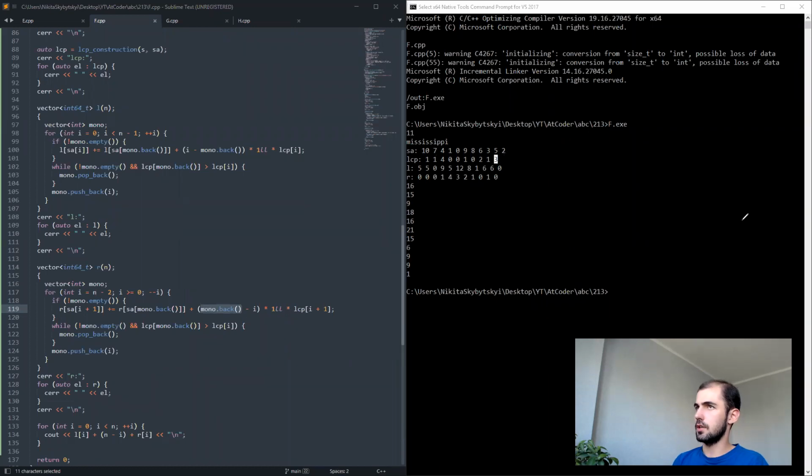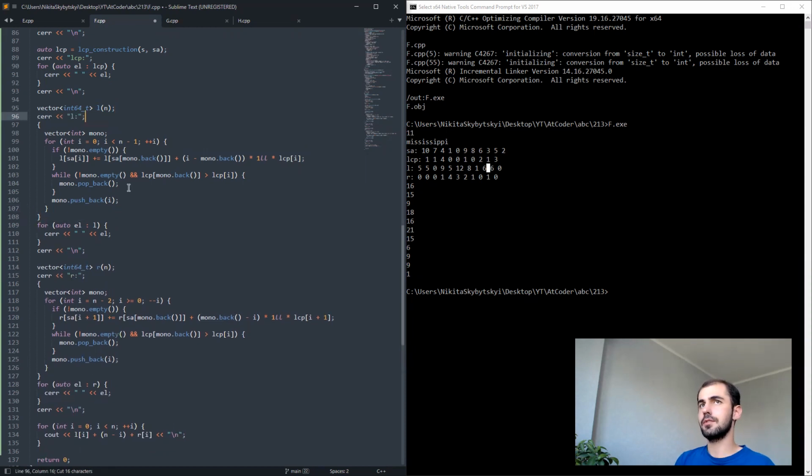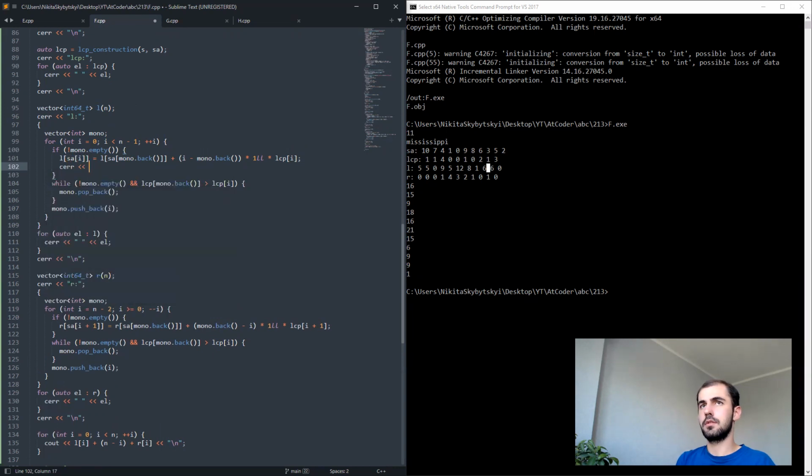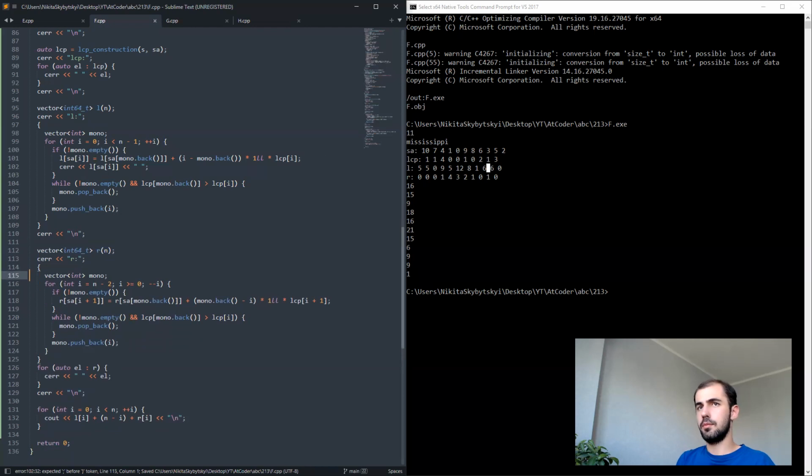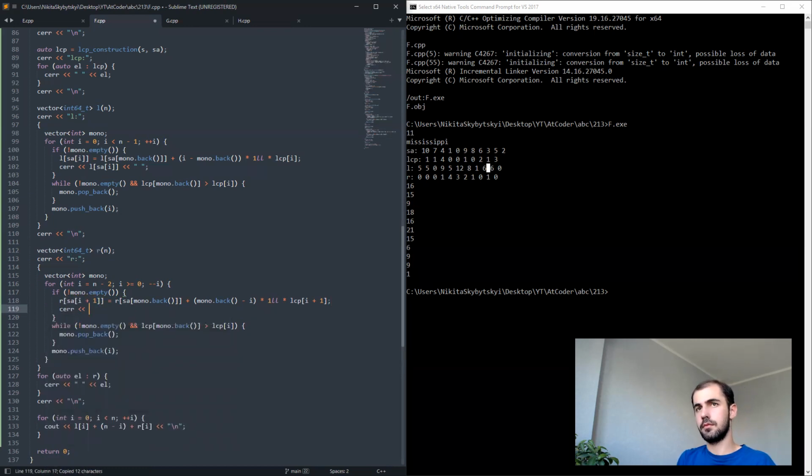Like here's our LCP array. Going from the left. This is probably not the best way to print them, right? So what I actually want to have is this, which will be much simpler to debug. You'll see. Now here just equals. Right. R will be in reversed order, but hopefully you can still understand what's going on. Hopefully I will be able to understand what's going on.